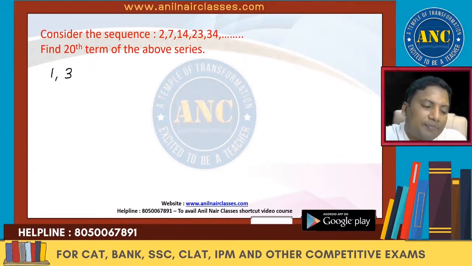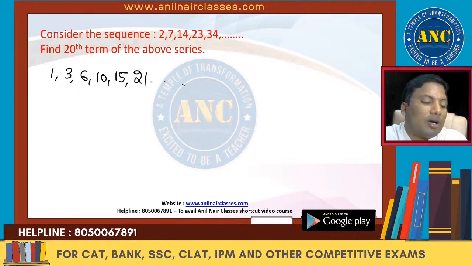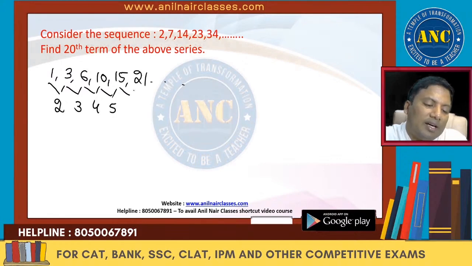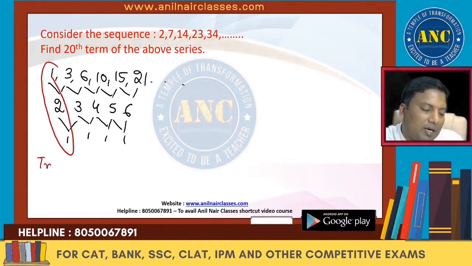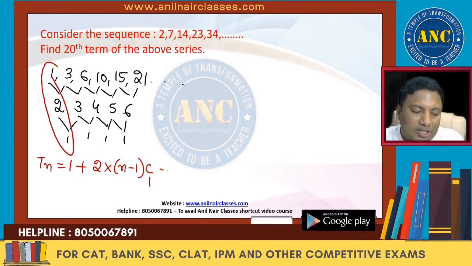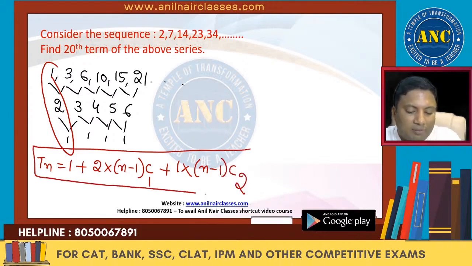Suppose it is 1, 3, 6, 10, 15, 21 and so on. The differences are 2, 3, 4, 5 and 6. Here it will be 1, 1, 1, 1, 1. Now, how to write down the answer? Let us see. First thing, Tn is nothing but a plus, in the first step, if it is a constant, (n minus 1) into d. That is (n minus 1) C1. But in the second step, it is constant, (n minus 1) C2. The nth term is given by this logic.